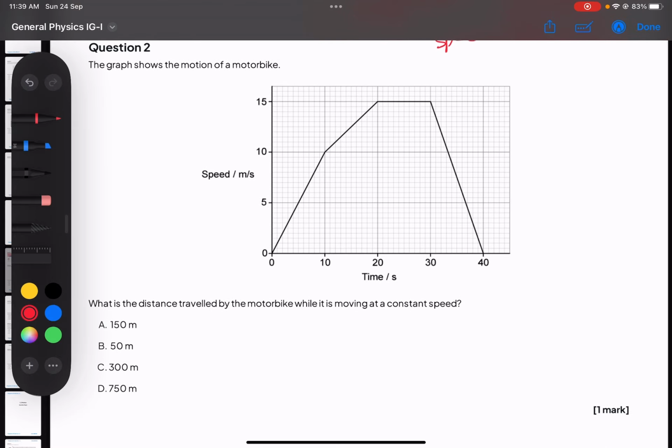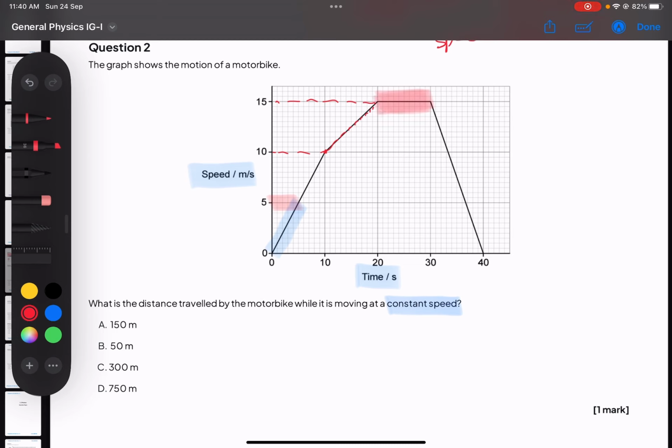Okay, question number 2. The graph shows the motion of a motorbike. What is the distance traveled by the motorbike while it is moving at a constant speed? First of all, you have to identify that this graph is a speed time graph. So its y-axis is representing speed, and we have to look for a constant speed. From the start of the journey, the speed was 0 and it is increasing with time. At this point it's 5, then at this time it's 10. Then at 20 seconds, speed is 15. But for this time period, the speed is constant.